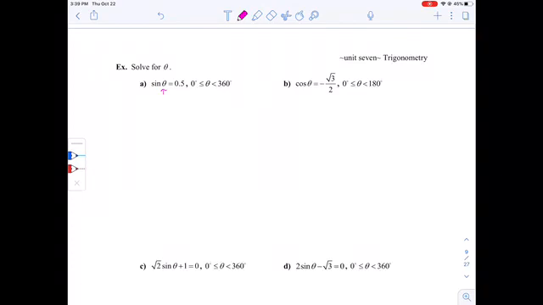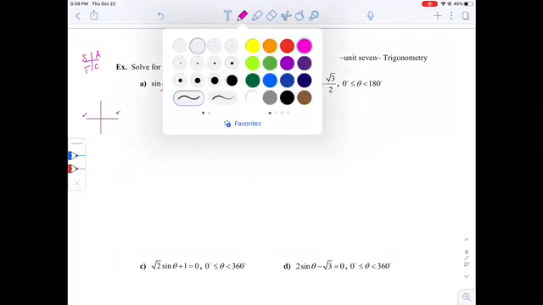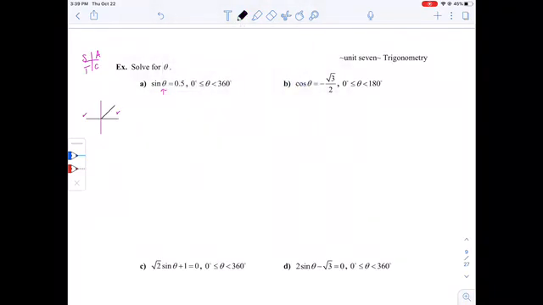So what I want to do is think first of all about my CAST rule, and I want to say, where is sine positive? Sine is positive either in the first or the second quadrant. I'm going to draw two little triangles there, two little sort of reference angles. And so where is sine 1/2? Or in other words, where is y equal to 1/2? Or what ratio is 1/2?